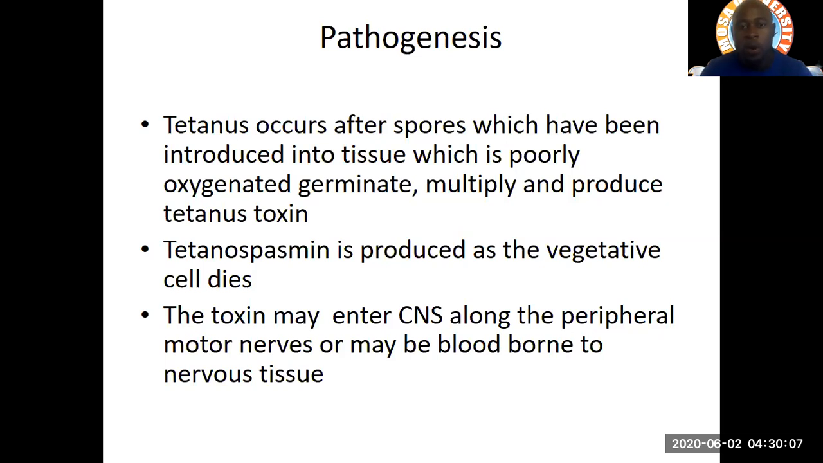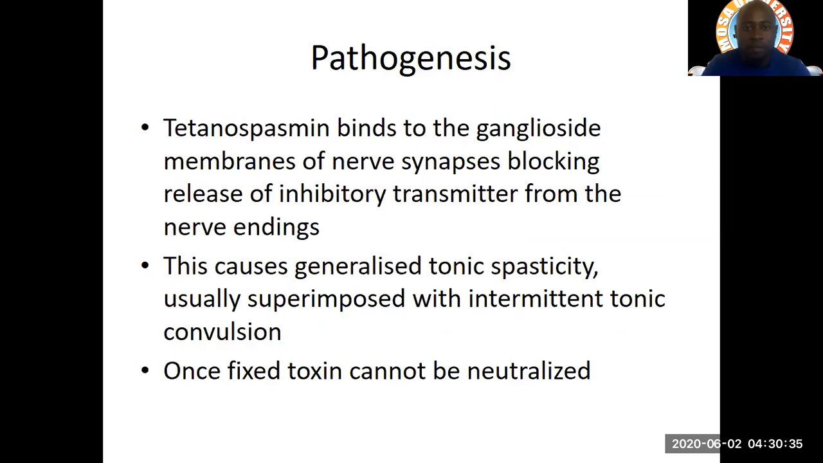Once tetanospasmin has been produced, the vegetative cells that are present there die, giving the toxin more control. This toxin can then reach other body parts, in particular through the peripheral motor nerves to the central nervous system, or it may be blood-borne to the nervous tissues of the body.